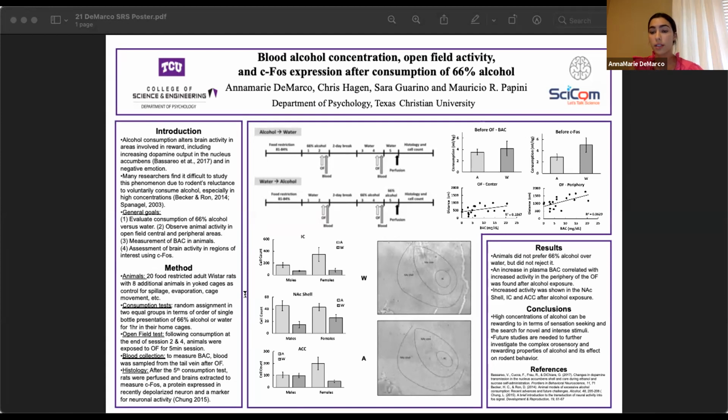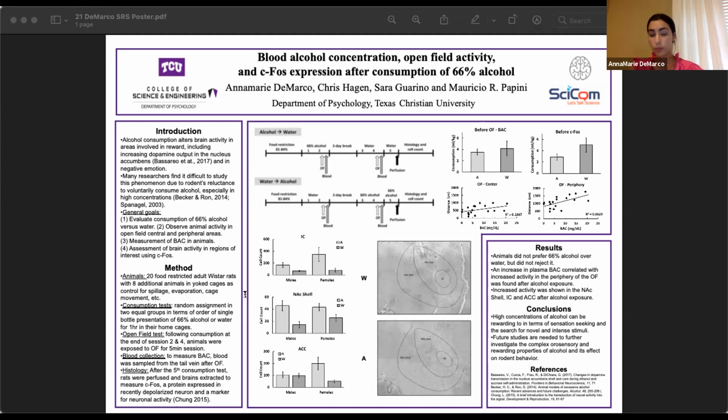After the 5th and final consumption trial, the animals were perfused and their brains were extracted so that we could measure the neural activity in the various brain regions. To do this, we stained for a specific protein called CFOS, which is expressed in recently depolarized neurons, which makes it a really good indicator of overall activity. Basically, the more CFOS dots that we could find in the stains meant the more neural activity.